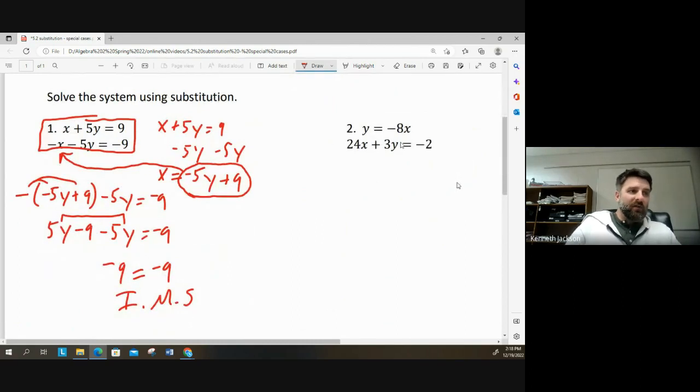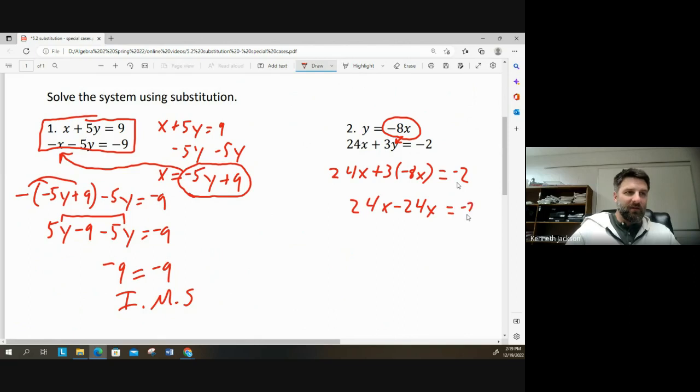Number 2, it's already solved for y. It says y equals negative 8x, which means I take this stuff that y is equal to, and I plug it in for y. So the rest of the equation is the exact same, 24x plus 3 times, and instead of y, I'm plugging in what y is equal to, negative 8x equal negative 2. So that's 24x minus 24x equal negative 2. That's 3 times negative 8.